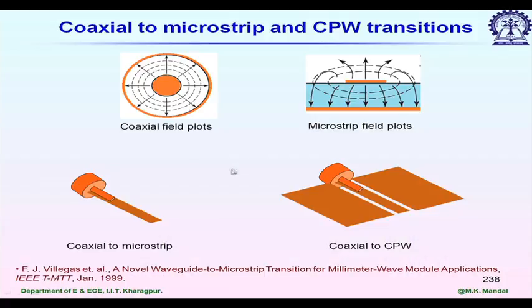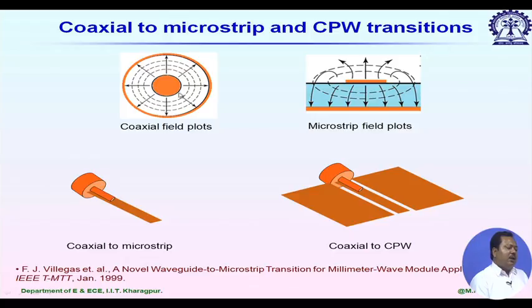So, let me give you some popular examples of these different types of transitions involving different types of guiding structures at millimeter wave frequencies. The first example is coaxial to microstrip line and coaxial to CPW transition. Frequently we use it for measurement purposes. In a coaxial cable, if you recall, we always use the TEM mode, we never use TE or TM mode, we want only monomode propagation.